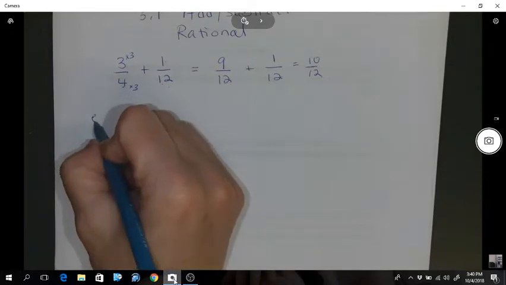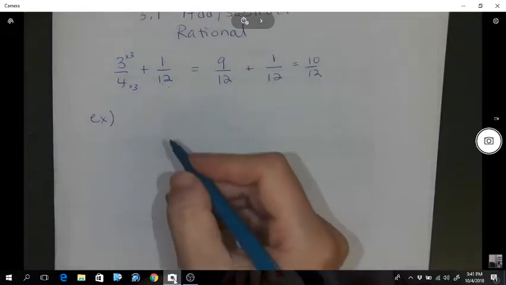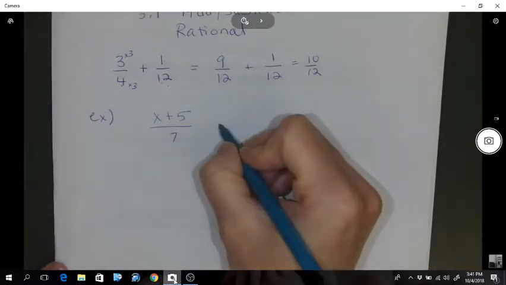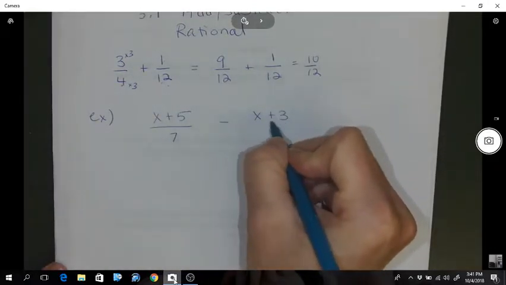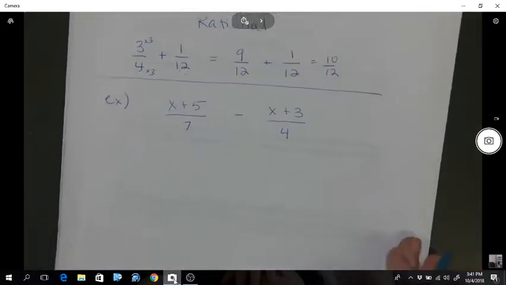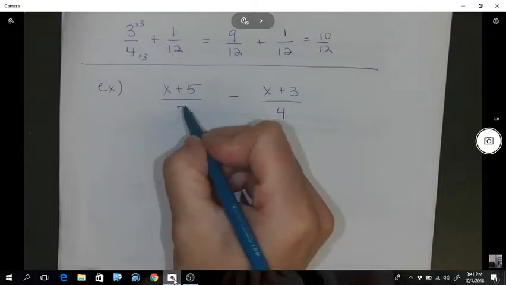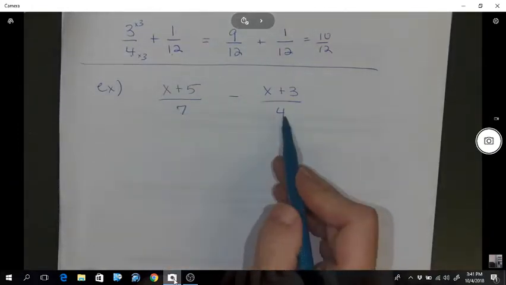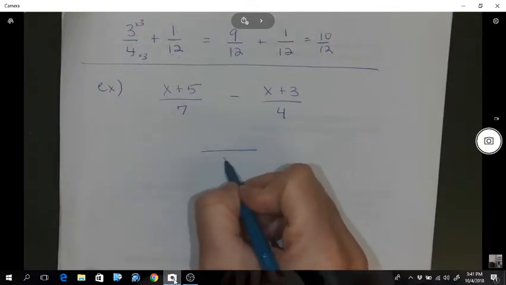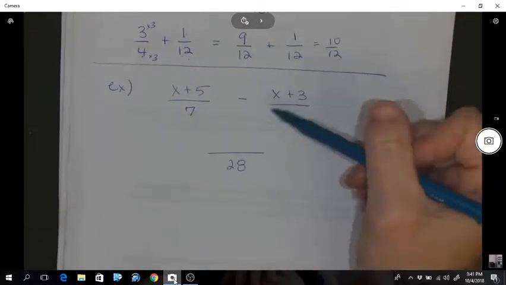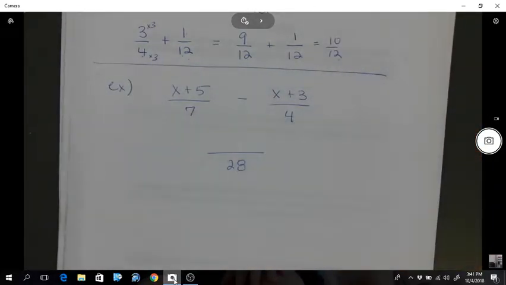So here is an example. I'm going to go (x + 5) over 7 minus (x + 3) over 4. Looking at our denominators, this one has a 7, this one has a 4. So to have a common denominator, I would need to combine them over a 28. Just like how this got combined over 12, we're going to put these both over 28.